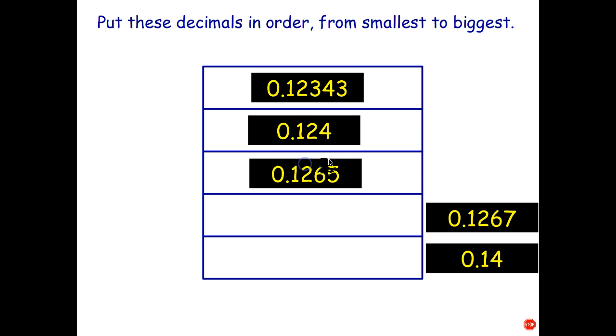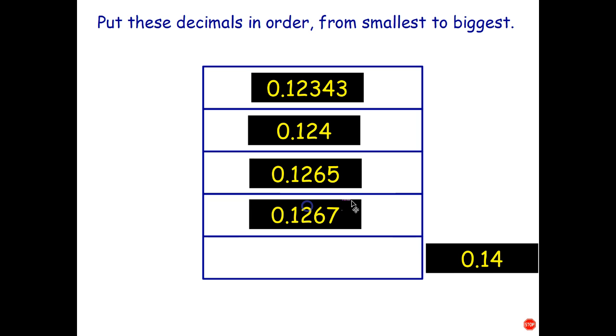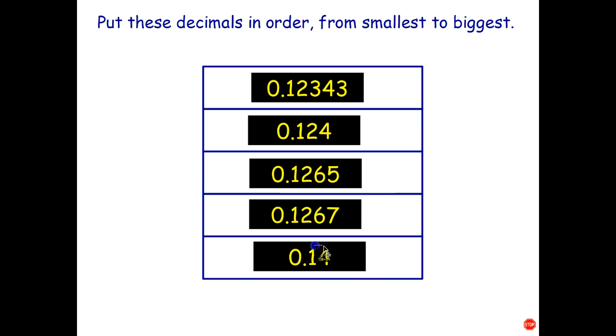So once again, it's not how many digits the number has. In order to compare decimals, you start with the digits furthest to the left, and if they're the same, then you compare the next digit and the next digit and the next digit and so on.